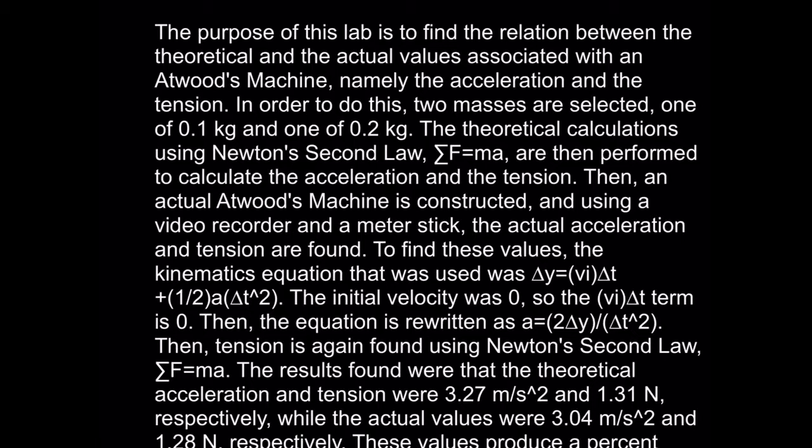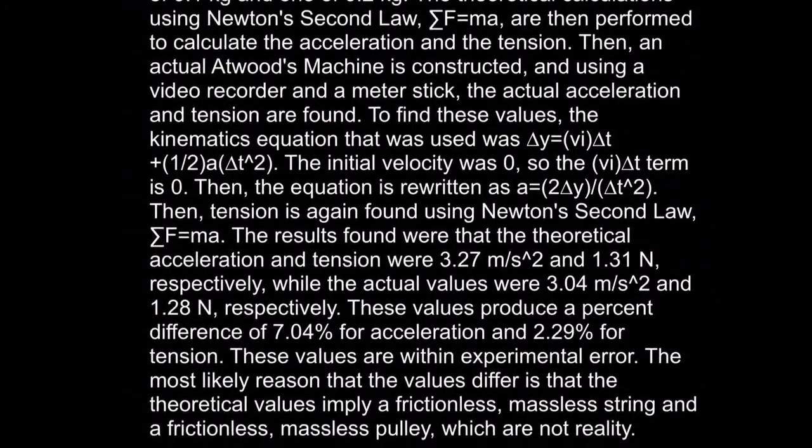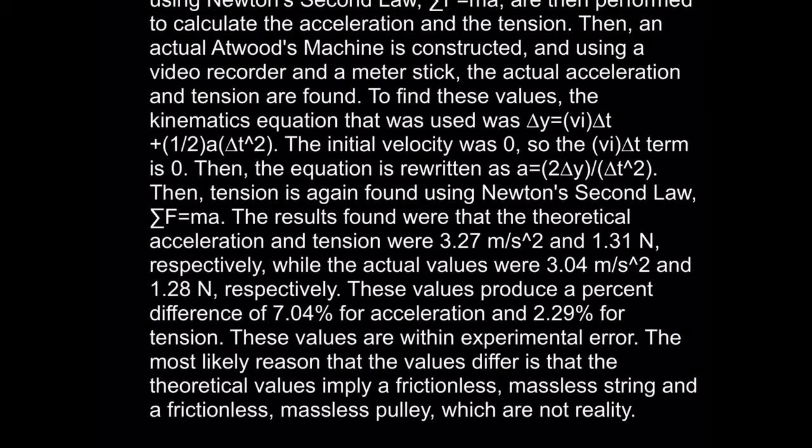The purpose of this lab is to find the relationship between the theoretical and the actual values associated with an Atwood machine, namely the acceleration and the tension. In order to do this, two masses are selected, one of 0.1 kilograms and one of 0.2 kilograms. The theoretical calculations using Newton's second law, sigma F equals ma, are then performed to calculate the acceleration and the tension. Then, an actual Atwood machine is constructed, and using a video recorder and a meter stick, the actual acceleration and tension are found. To find these values, the kinematics equation that was used was delta y equals vi delta t plus 1/2 a delta t squared.